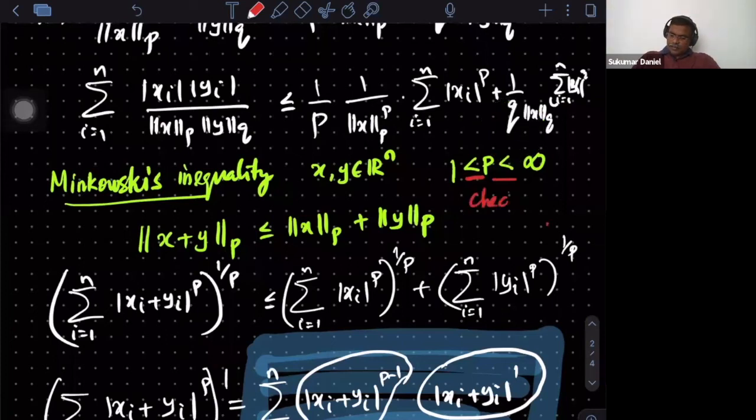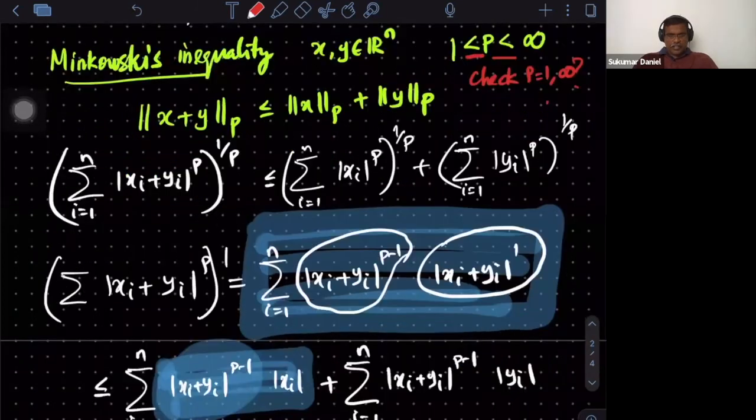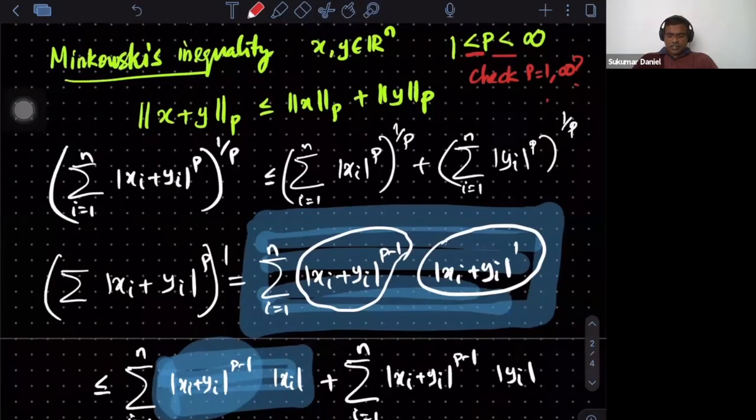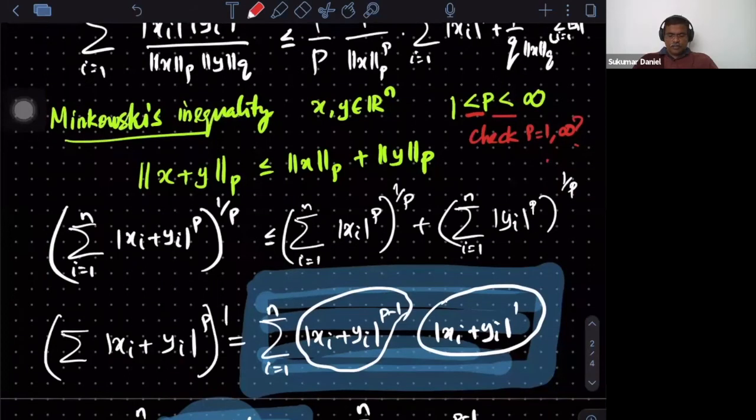So check p equal to 1 and infinity. Both of these we have already done. And so the Minkowski inequality is true, including even the ends, 1 and infinity. And here comes a question that I leave for you: check why we are considering only p bigger than or equal to 1. In all the proofs, you can check whether the inequality is true for p whose value is less than 1.